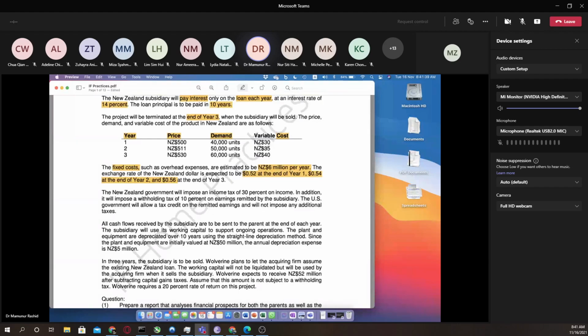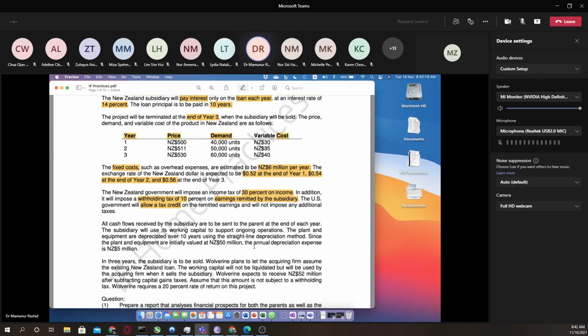The New Zealand government will impose an income tax rate of 30% on income. In addition, it will impose a withholding tax of 10%. Remember the withholding tax: when you are transferring money from the subsidiary to the parent company, you will have to pay withholding tax. This is 10% for the New Zealand case. If your earnings are remitted, you will have to pay this 10%. The US government will allow a tax credit. If you are paying this 30% tax rate in New Zealand, when you transfer the money to the US, you don't have to pay tax again in the US. The US government will allow you a tax credit. This is a bilateral tax credit between New Zealand and the US government.